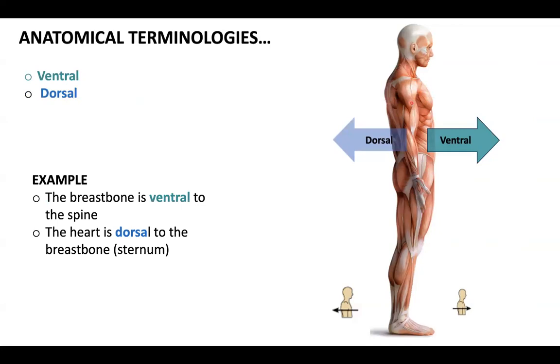Or we can also say the heart is dorsal to the sternum. So the heart lies behind the sternum. So we can say the heart is dorsal to the sternum. Or we can say the nose is ventral to the ear, or vice versa.